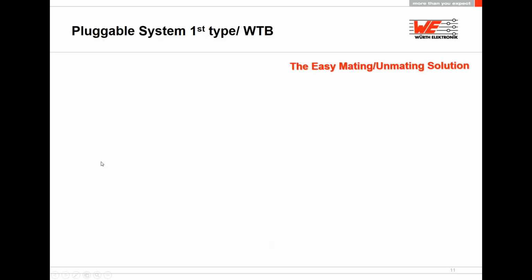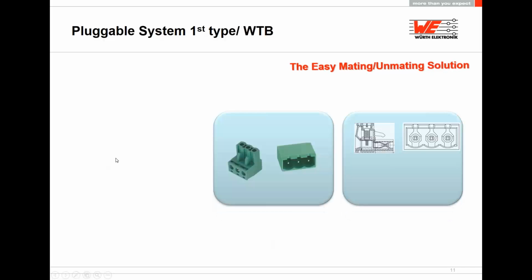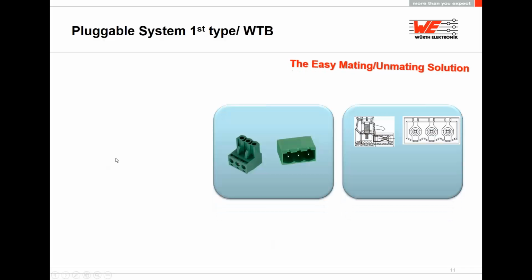Pluggable system. It's easy mating, unmating, and a lot of people use it for maintenance. If you have any product that you want to do maintenance on, you just unplug it, unmate it, and do what you have to do, and plug it back when you're finished with the maintenance.